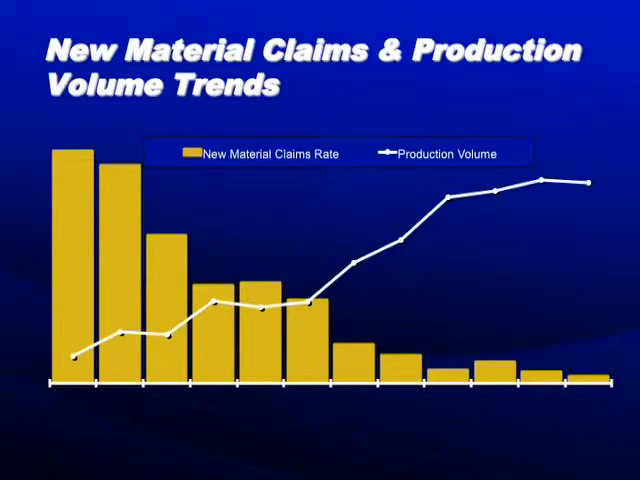Looking at the previous graph, the improvement in quality, the reduction in new materials claims over that time period is worth $18.7 million. 740 pound per hour average before, 1,026 after. But the average rate out the door was what we were really after. What that shows is a 38% rate improvement.